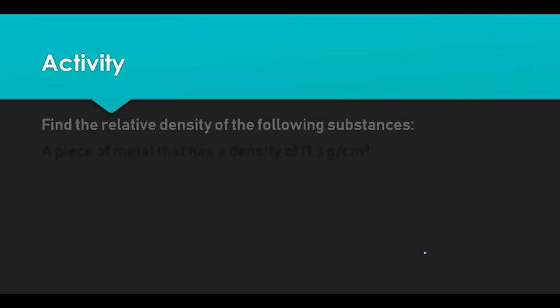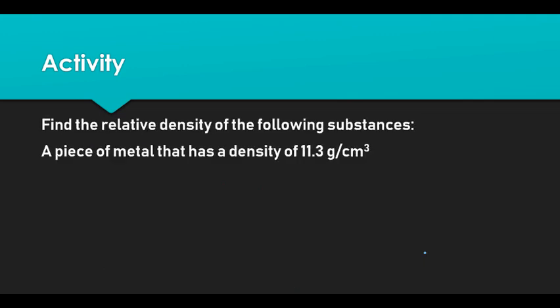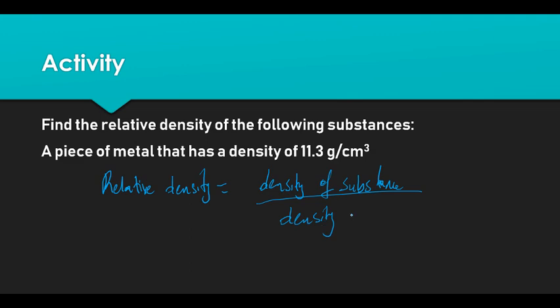Right? So our next question is to find the relative density of a piece of metal that has a density of 11.3 grams per centimeters cube. So we'll start by saying that the relative density is equal to the density of substance divided by density of water.